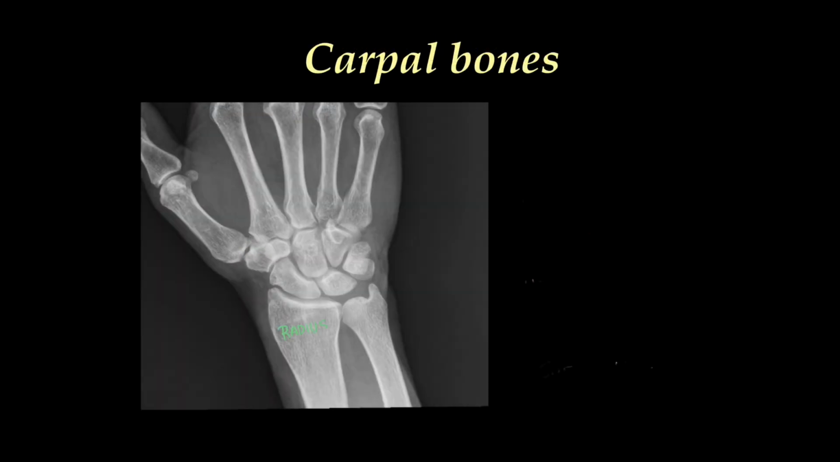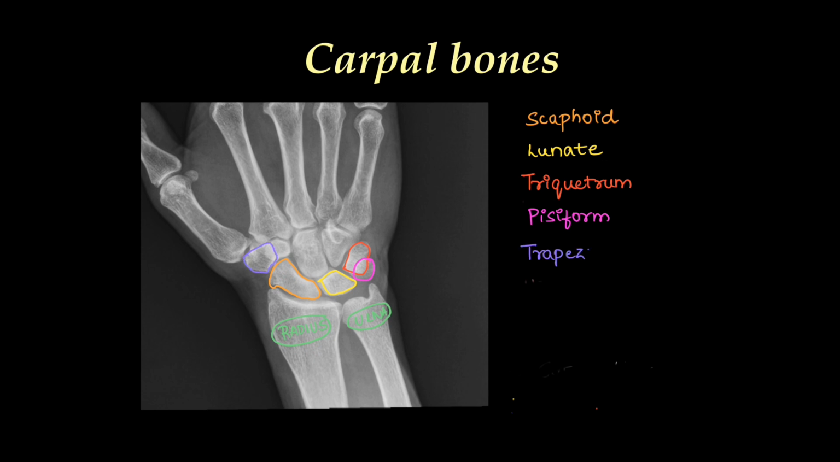Now we will see the same in X-ray. This is the distal end of radius, distal end of ulna. This is the scaphoid bone, the lunate, triquetrum and pisiform, which is a sesamoid bone which is placed over the triquetrum. The second or the distal row contains trapezium, trapezoid overlapping it, the capitate and the hamate bone.